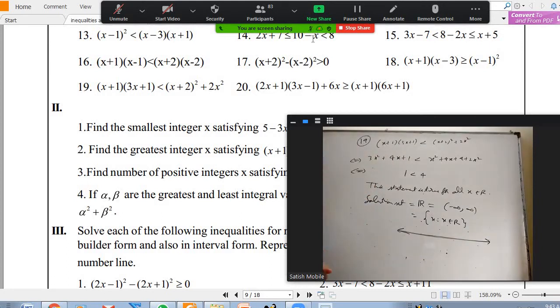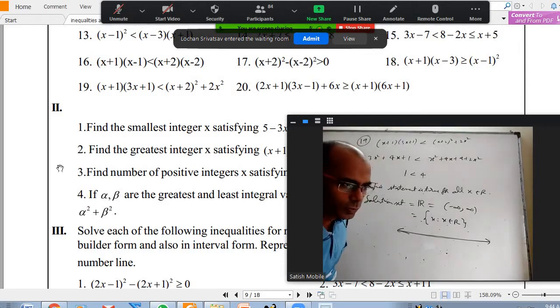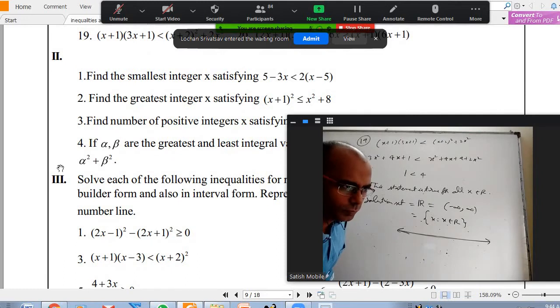Okay, I'm sure many of you completed, but still. Actually, I was trying to set up two systems where in one of them I kept a gallery view where at least I can see 25 people at a time. But in my computer, I'm sharing the screen. Okay, those who completed, you can try section 2, first question and third.